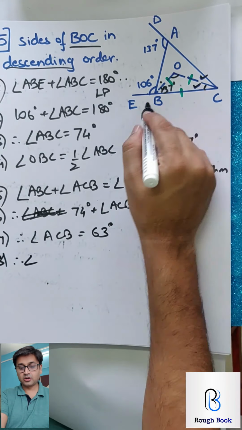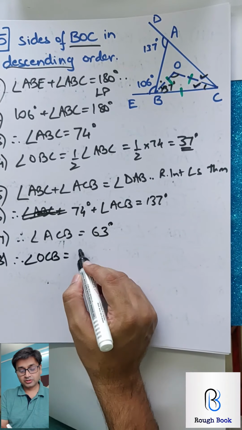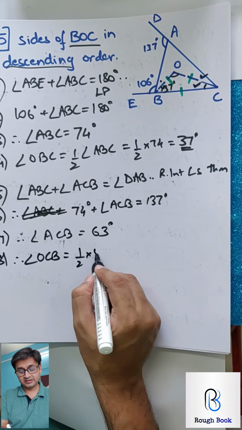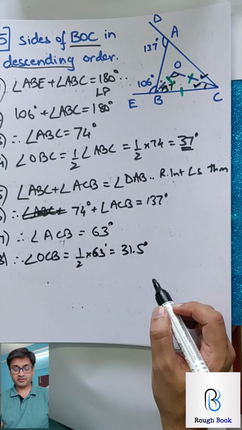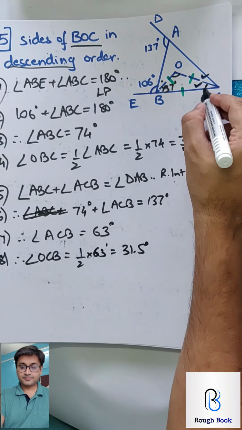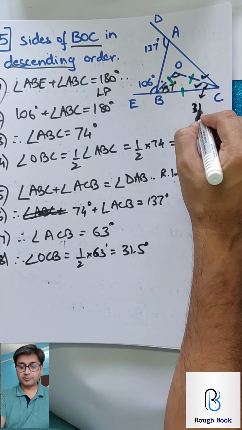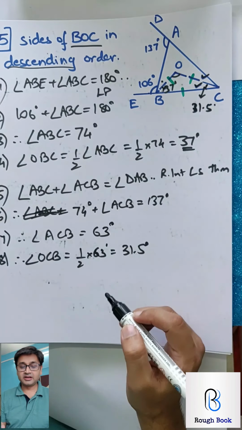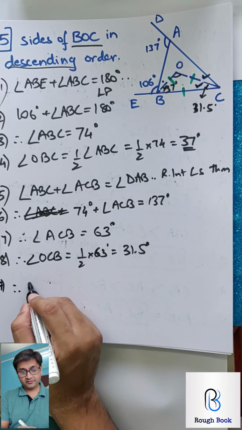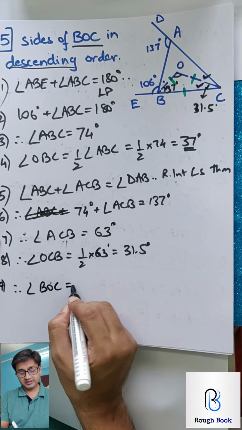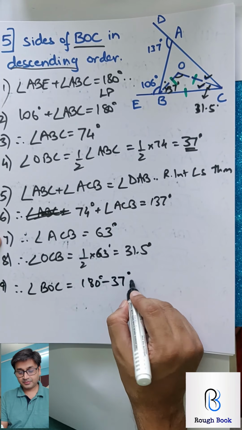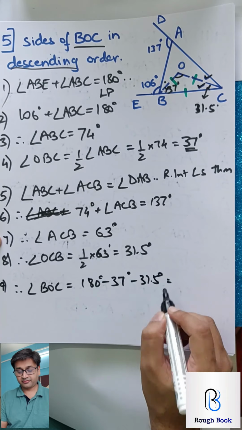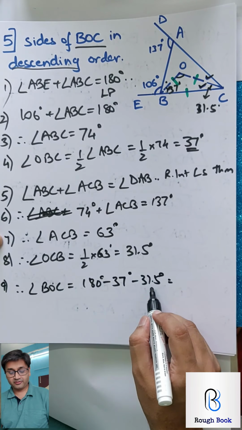And therefore I can get OCB. So OCB will be half of 63. So that should be 31.5. Am I correct? Yes. So this is 31.5. And now I will get BOC. So therefore angle BOC is 180 minus 37 minus 31.5. So that will be 68.5.